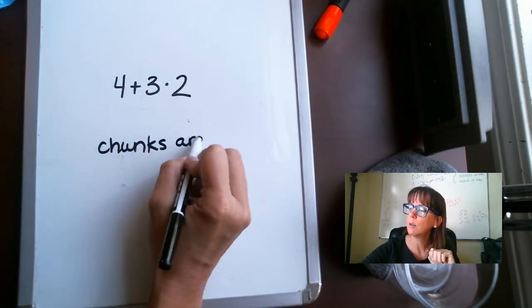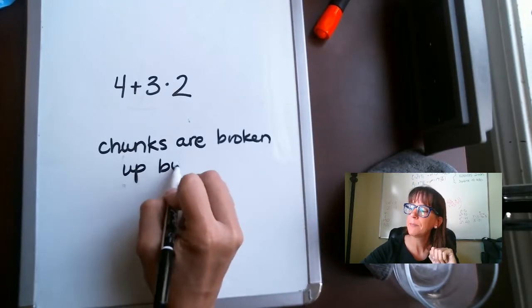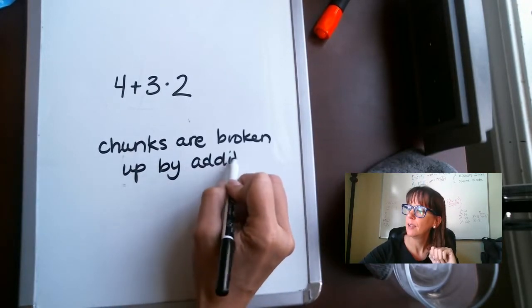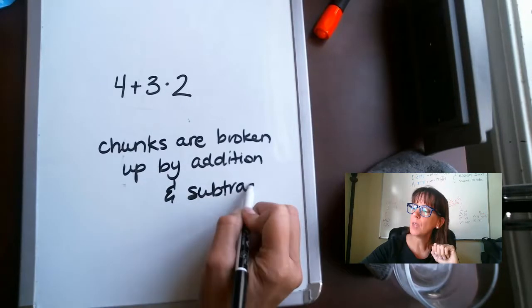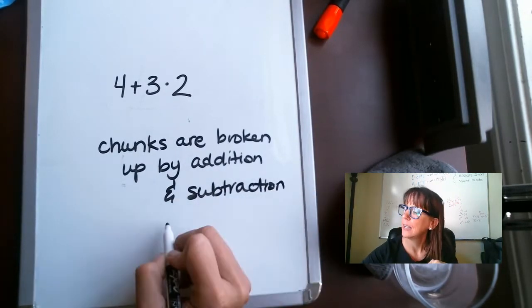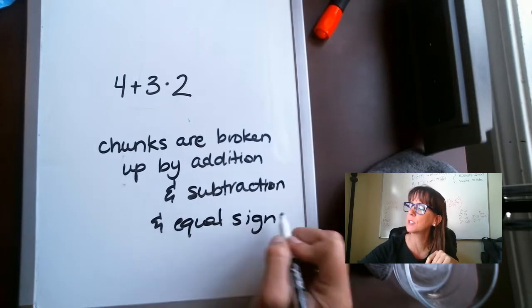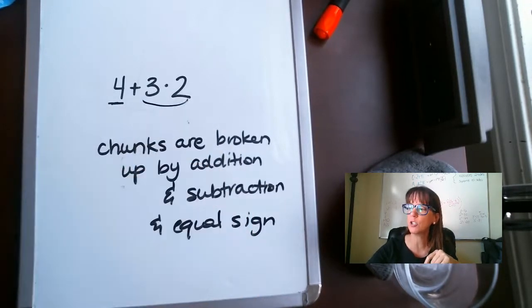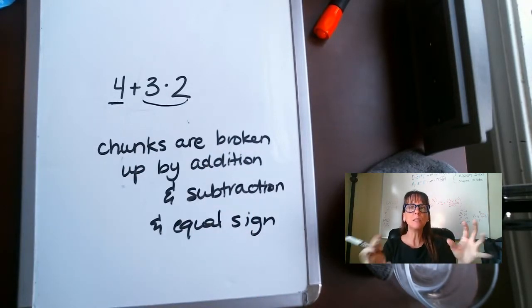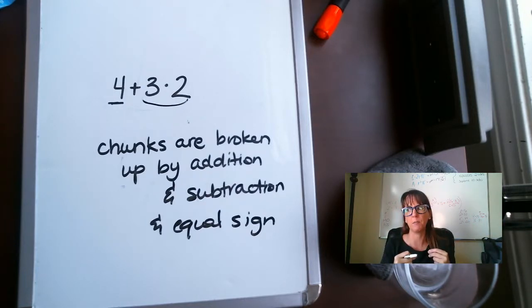Chunks are broken up, write this down, kids. Chunks are broken up by addition and subtraction. Oh, and equal signs. So taking a look at this first example here, we actually only have 2 chunks. We've got this chunk right here, and then we have this chunk right here. The idea is you want to simplify all of your chunks within those chunks and then deal with adding and subtracting them all, okay?